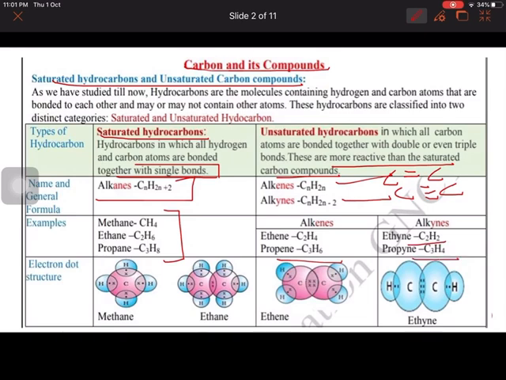You can see the electron dot structure. If the overlapping is showing 2 electrons, then it is a single bond. If the overlapping is showing 4 electrons, it is a double bond, and if the overlapping is showing 6, it is a triple bond.